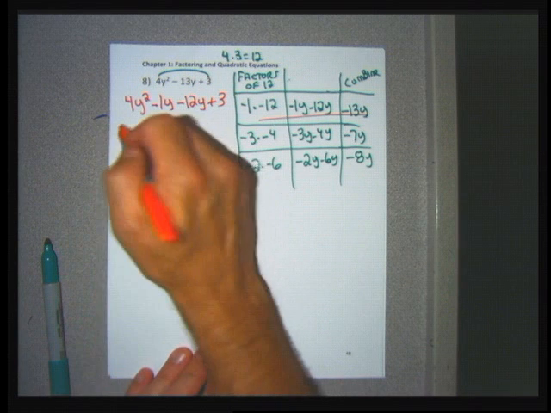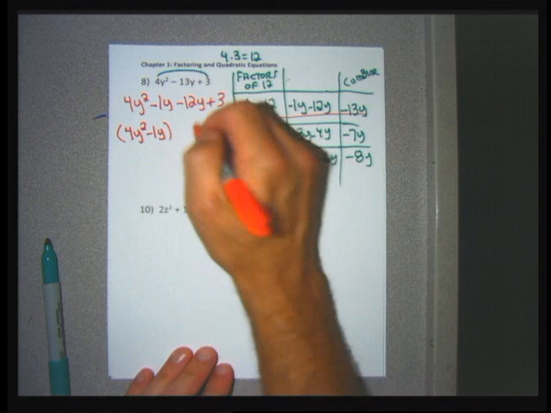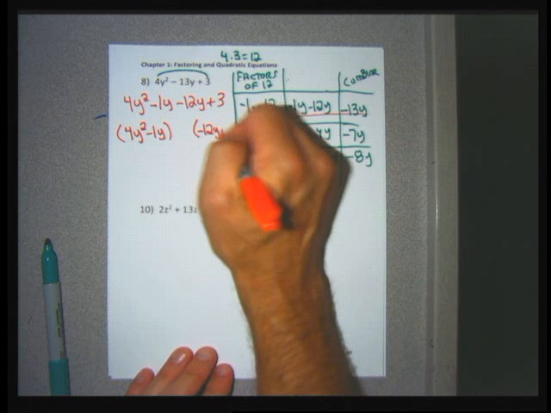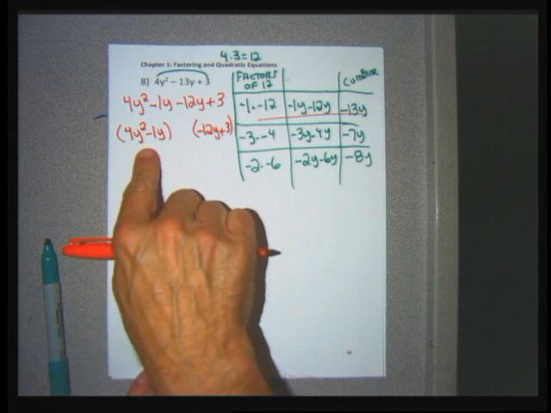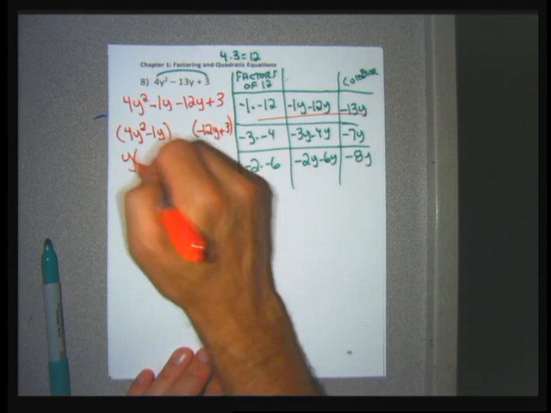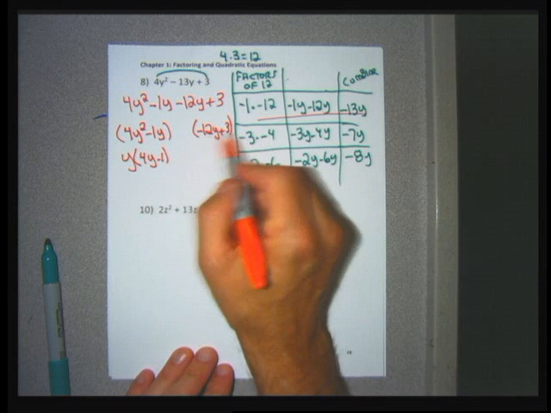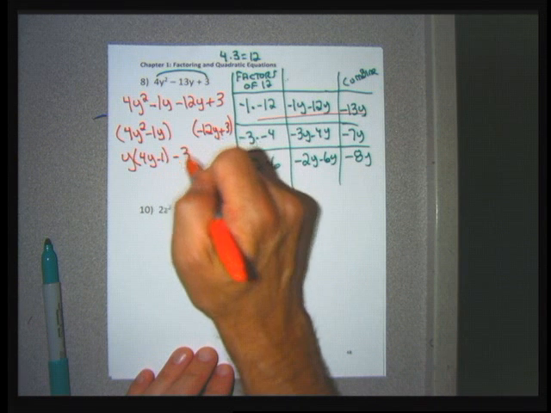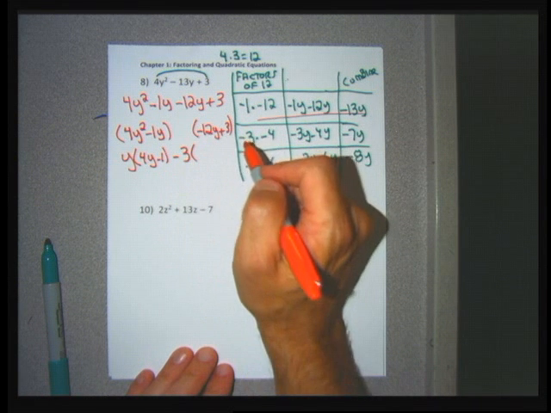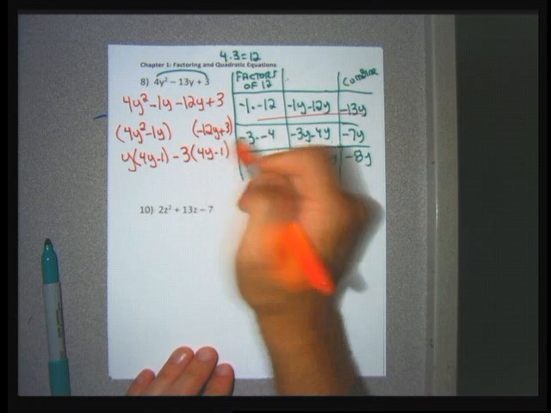First grouping, 4y squared minus 1y. Second grouping, minus 12y plus 3. First grouping, there's a common factor of a y, so I'm going to factor out the y. I'm left with 4y minus 1. Second grouping, I had a common factor of a 3, but I need to factor out a negative because the first term is negative. So I know I'm factoring out a negative 3. I have to have another 4y minus 1, and I won't even try to think that out.